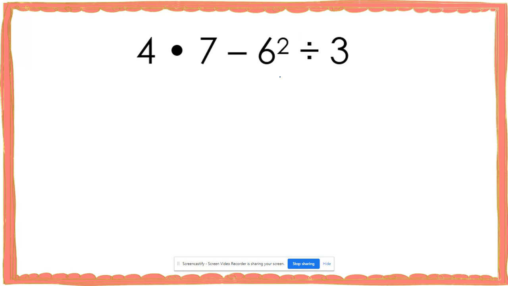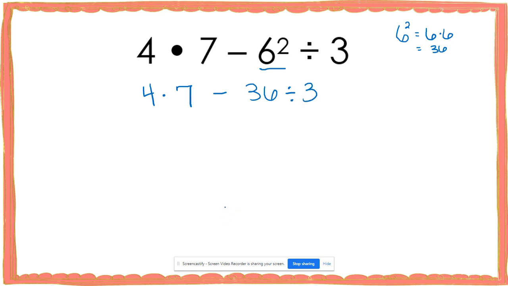Well, I do notice that I have an exponent right here, and this is 6 to the second power. This exponent of 2 tells me that I would multiply 6 by itself 2 times. So 6 to the second power means that I would multiply 6 times 6. And when I multiply 6 times 6, I get 36. So now I'm going to rewrite my problem, except now I'm going to simplify 6 to the second power to 36. So I have 4 times 7 minus, and now I'm going to say 36 divided by 3.